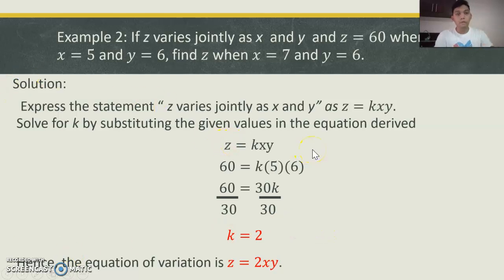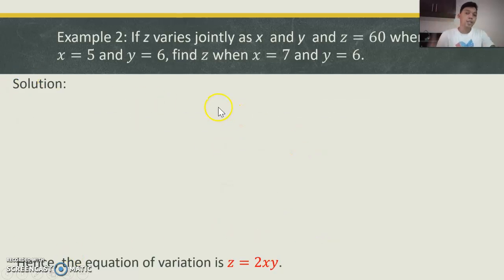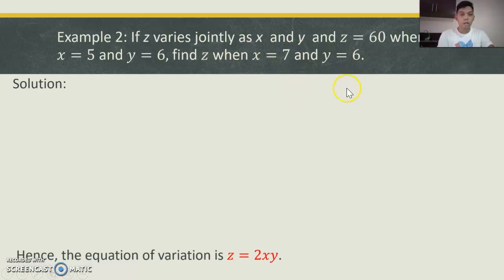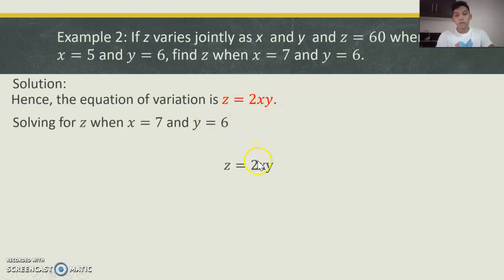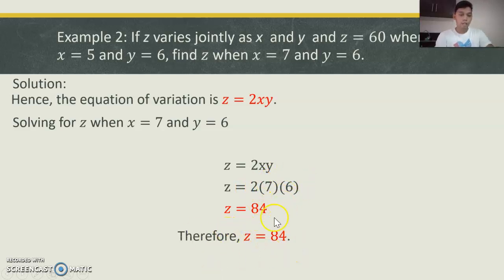Now, let's proceed to finding z. We just have to substitute 7 for x and 6 for y in this equation, the one with the constant of variation, not the first one. So if z is equal to 2xy, we substitute 2 times 7 times 6, which is equal to 84. 2 times 7 is 14, times 6 is 84. So z is equal to 84. Is that clear? Can we proceed now?